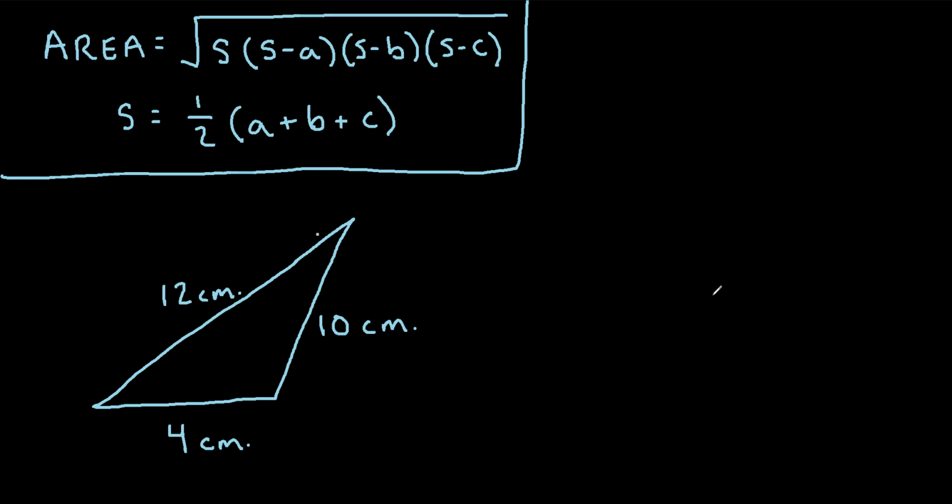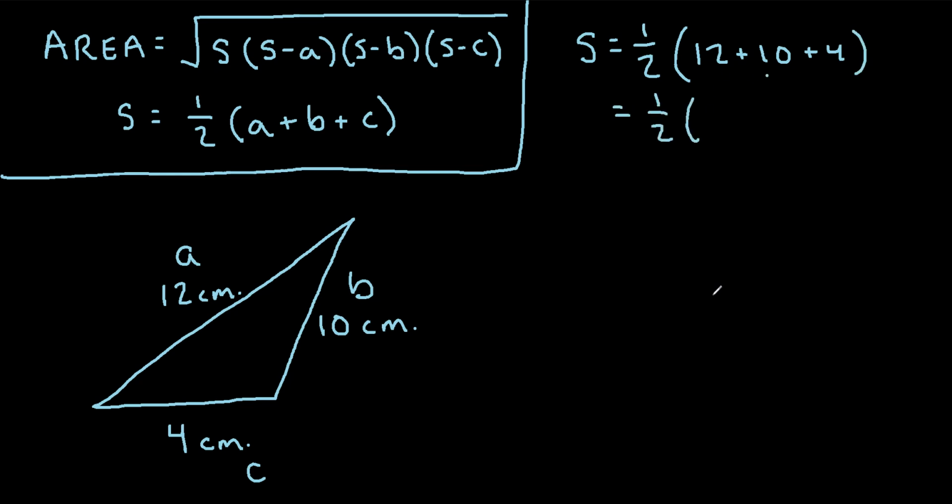So let's use this formula to find the area of this scalene triangle. So if we want to call this side A, this side B, and this side C, and by the way, it doesn't matter which one you call A, B, and C, but we'll just label it like this for this particular example, then we first can find the value for S. So let's say S is equal to 1/2 times (A plus B plus C). So 12 plus 10 plus 4. So we get 1/2 times 12 plus 10 is 22, plus 4 is 26. So half of 26, that would be 13. So here's the value that we'll use for S in this formula.